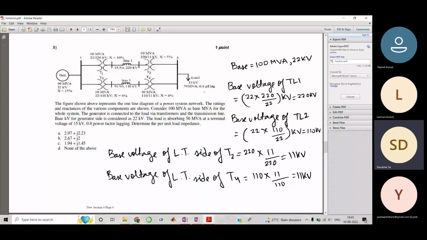They have asked us to determine the per unit load impedance. Now they have told us to consider 100 MVA as the base for the whole system. So I have taken 100 MVA as the base and also 22 kV as the base voltage. Again, using the same concept, I calculate the base voltage of transmission line one, which is 22 into the turns ratio, 220 by 22, which is 220 kV.